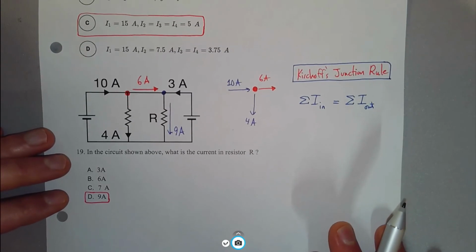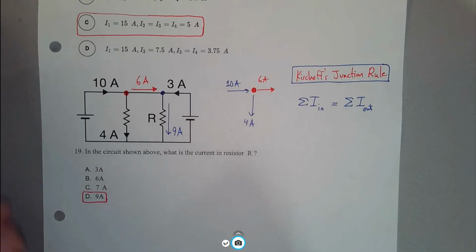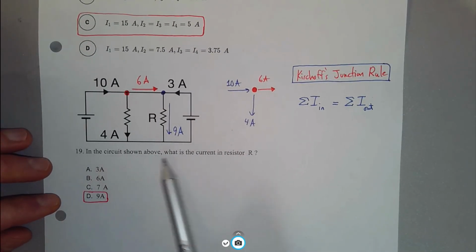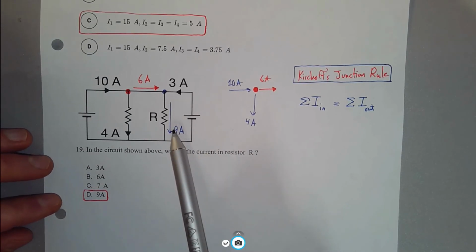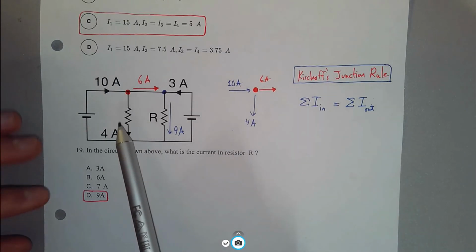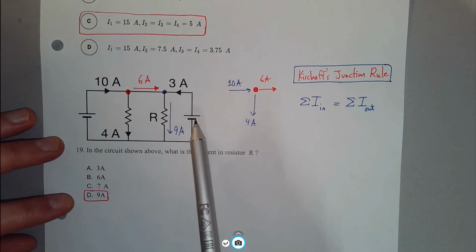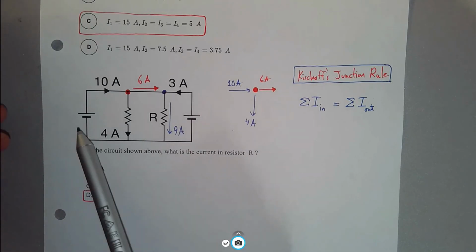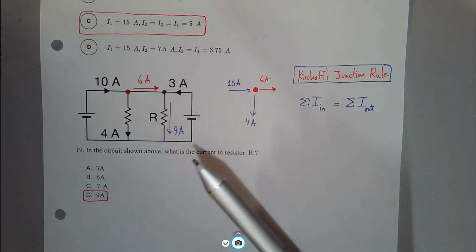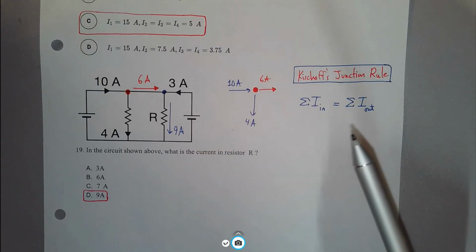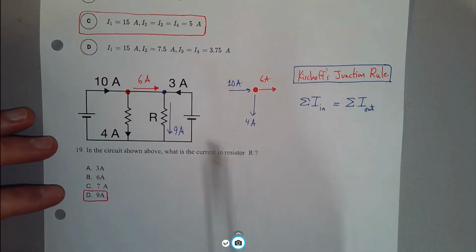And the last question that we're going to discuss today is number 19. It says, in the circuit shown above, what is the current in resistor R? Things in color are things that I've added. The original circuit diagram was just everything in black. It shows a kind of complicated circuit. There are 2 batteries and 2 resistors, and it could ask a lot of different things, but it's just asking what the current is through this resistor.